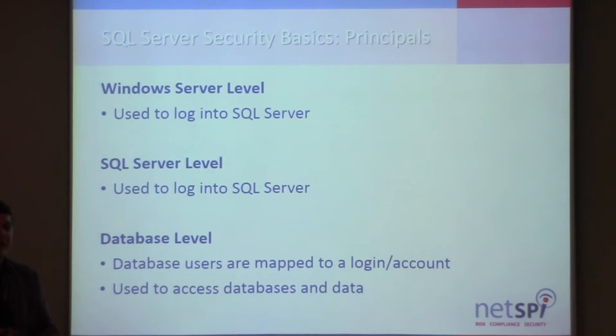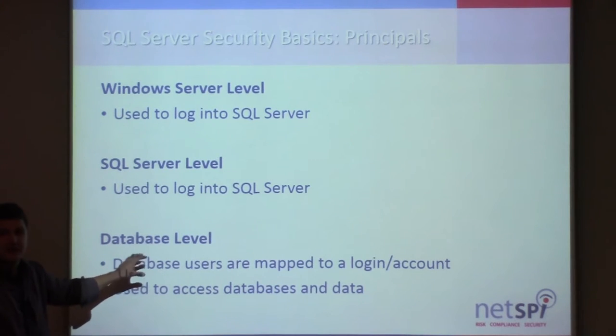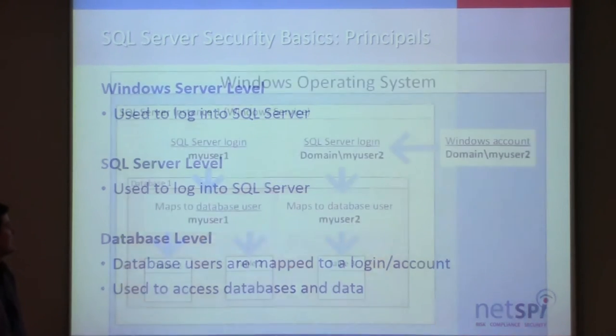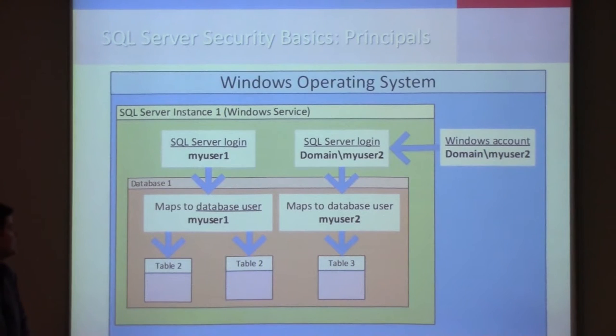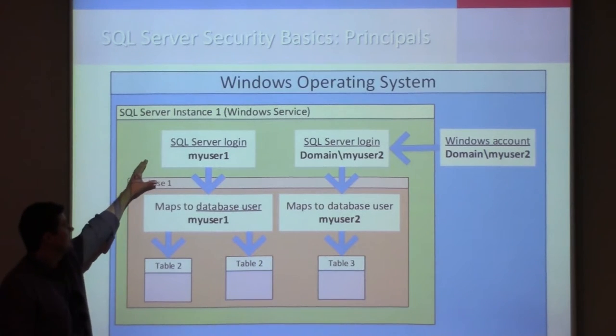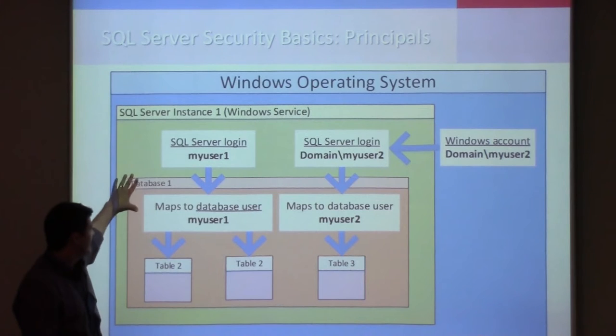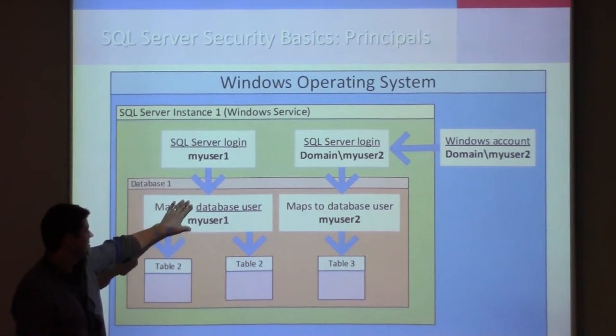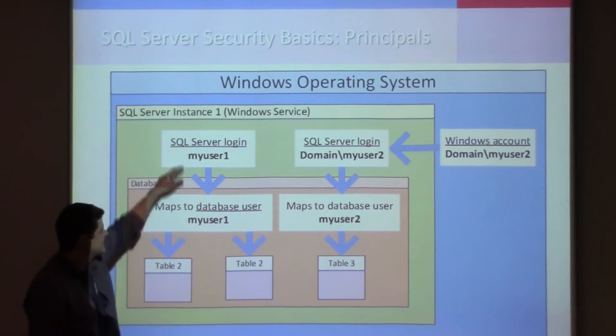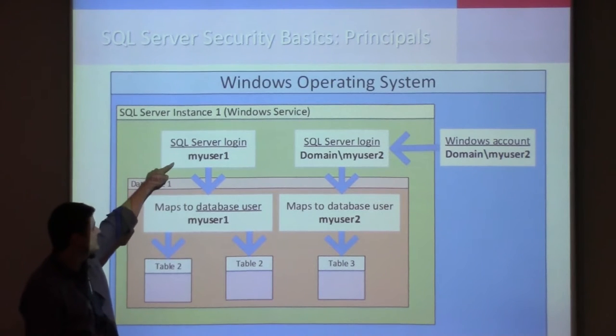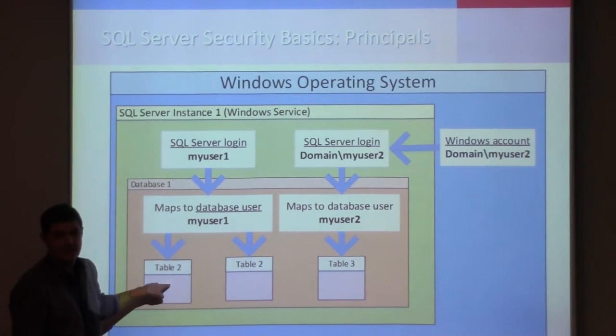And then after that, if you want to access data, that login actually has to be mapped to a database user that's created separately within the database level. So I put together a little diagram to illustrate this too. Once again, we have our operating system, we have our SQL Server instance, and then within SQL Server we have our SQL Server login that only exists in SQL Server, and then we have our database. There's a database user that's created within the database layer, and these have to be mapped together in order for this user to access this data.